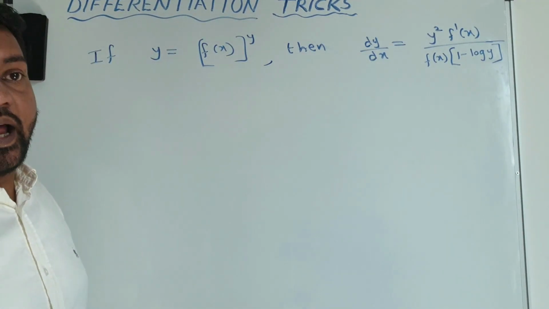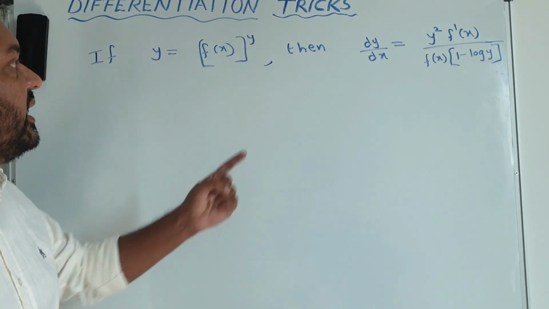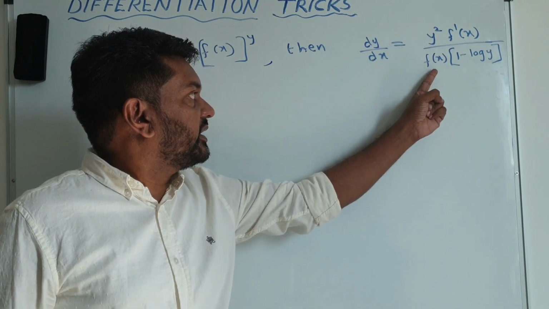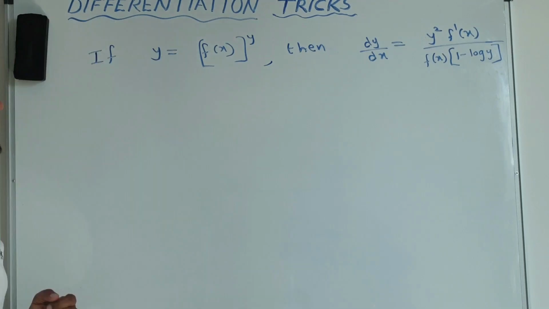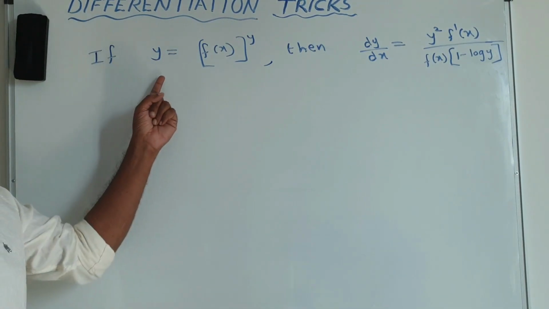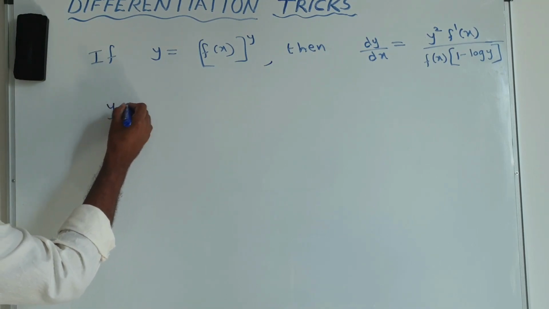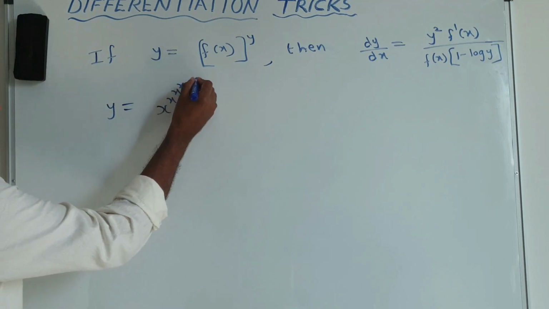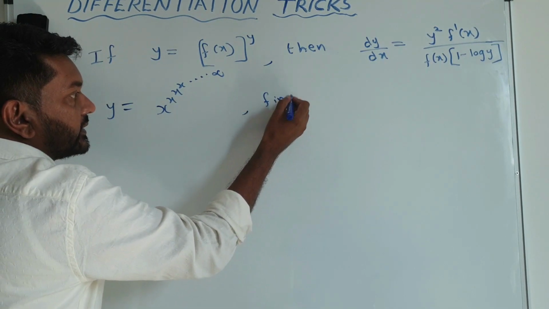Now we will see another shortcut. If y equals f of x to the power y, then dy by dx will be y square into f dash x divided by f of x into (1 minus log y). How to use this trick in problems? If the question is y equals x to the power x to the power x to the power x to the power up to infinity, then find dy by dx.